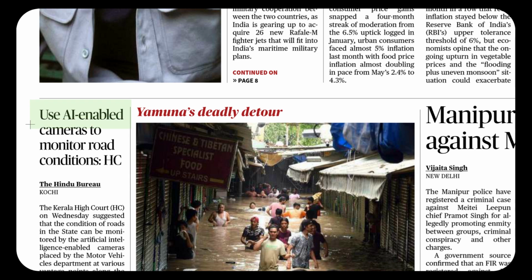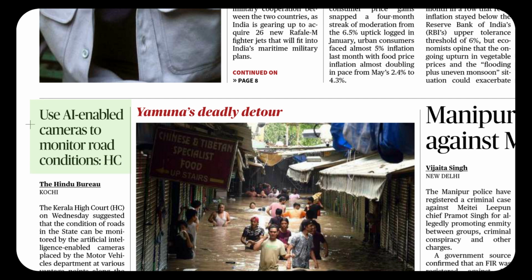Use AI-enabled cameras to monitor road conditions, HC. It's a comment by HC. Use. It's an instruction. Here the sentence is in the form of an instruction. As we know, there are three basic types of sentences: statements, questions, and instructions. Use is a verb, so we start with a verb in the case of instructions. Use. There are three phonemes. Very important. Use. AI.